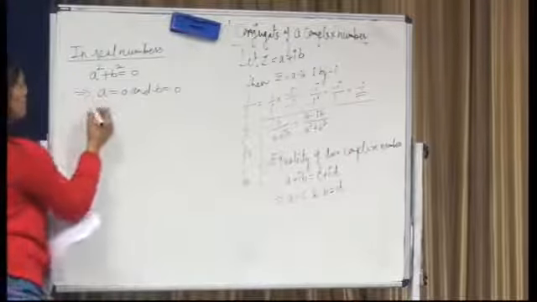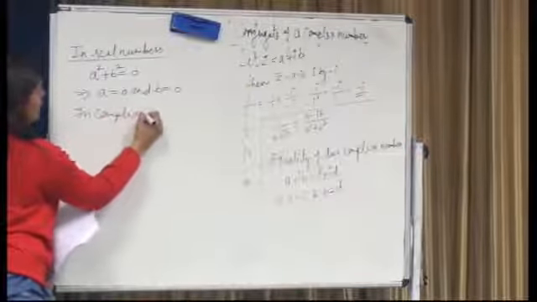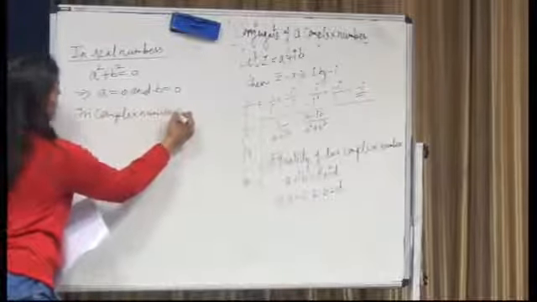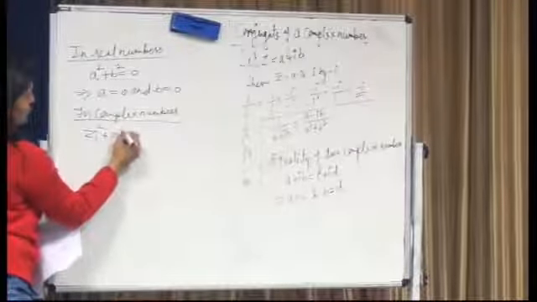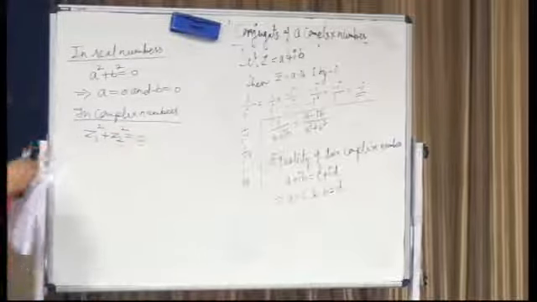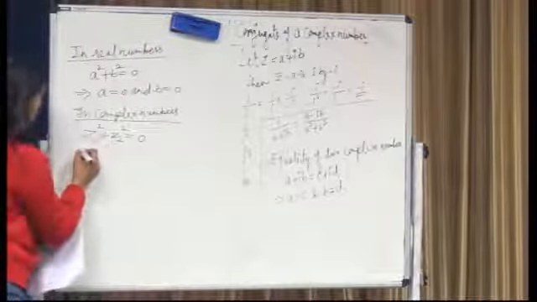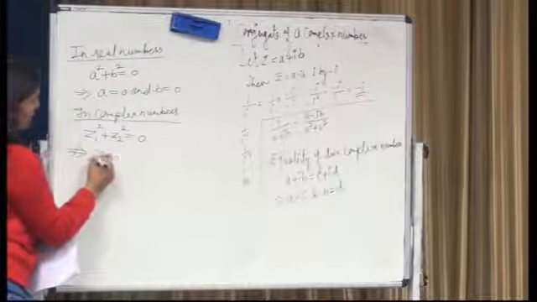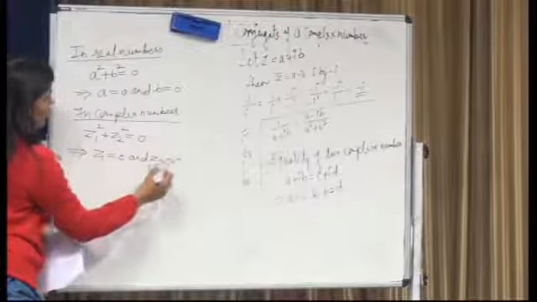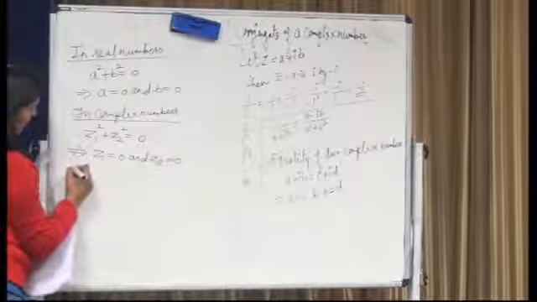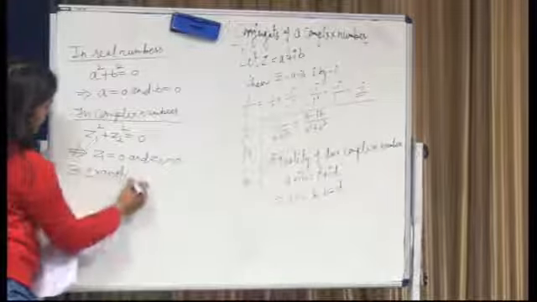But now see the change in complex numbers. In complex numbers, if you have z1 square plus z2 square equal to 0, can you say z1 is 0 and z2 is 0? You cannot say that, because we have an example. So this doesn't imply z1 is 0 and z2 is 0. Is it fine? And we have an example. So you will be careful for complex numbers.